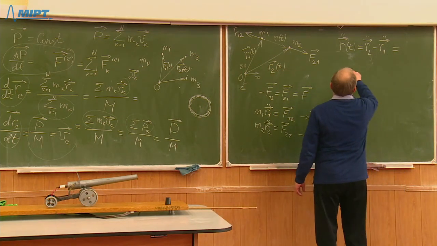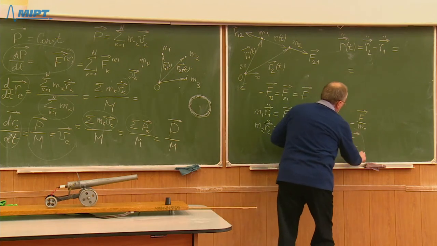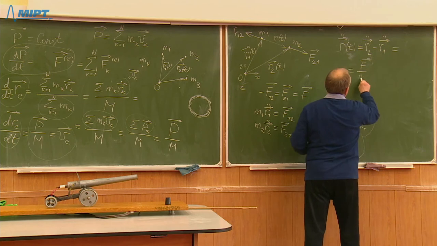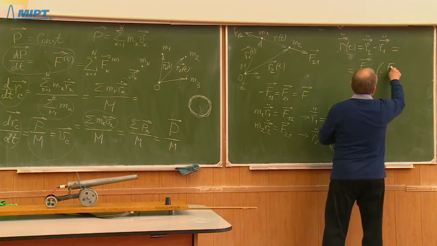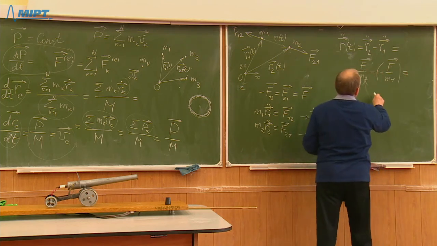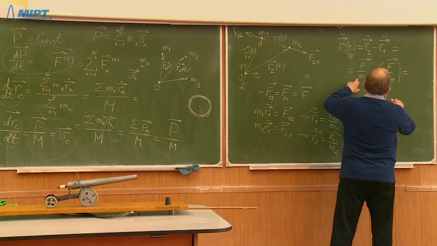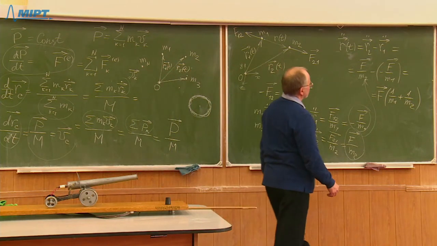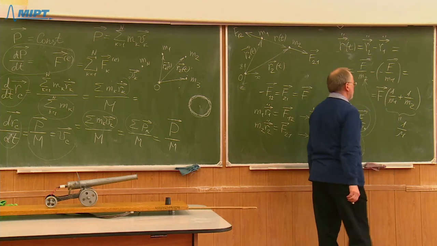And so this will be found as R2 second derivative, which can be taken from here. I will substitute this expression for R2 second derivative. That will be F divided by M2 minus R1 second derivative, which equals minus F divided by M1. I continue. Minus and minus will give you plus. So I factor F, and I will get 1 over M1 plus 1 over M2. This quantity I will denote by 1 over mu, some mass mu.